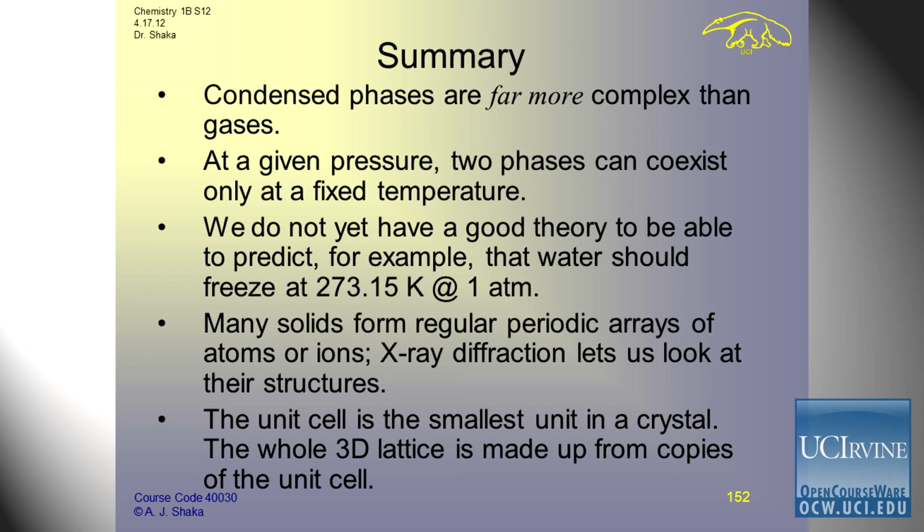Again, last point, and I guess you guys should know this like the palm of your hand. The unit cell is the smallest unit in a crystal, and we stated in the bullet point above it, a solid is a regular periodic array. So it's basically a set of these repeating unit cells. So the whole 3D lattice is basically just made up of copies of that specific unit cell.